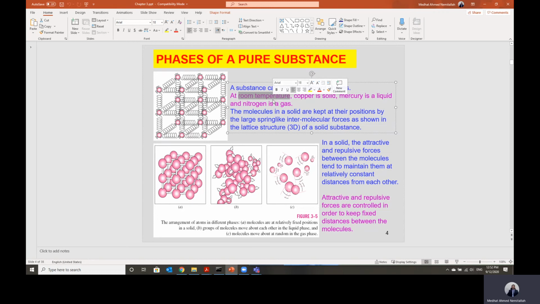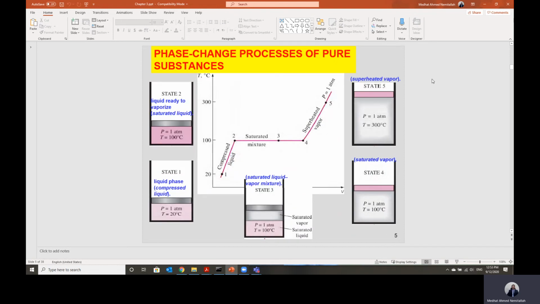At room temperature, 25 degrees C or so, copper is a solid, mercury is a liquid, and nitrogen is a gas. But if we raise the temperature, this copper may melt to the liquid state at a higher temperature, and this liquid mercury can be converted to the vapor phase. So depending on pressure and temperature, we can have a substance in the solid, liquid, or vapor phase. There is another phase called plasma, but we are not here to talk about it. So let's consider the three main phases: solid, liquid, and vapor.